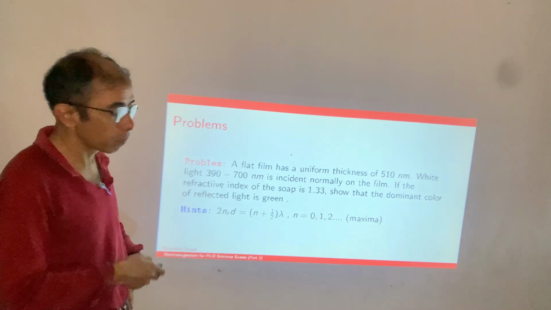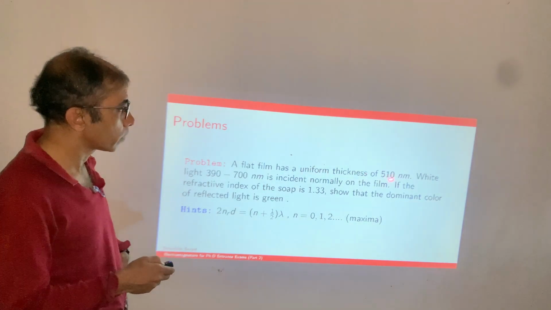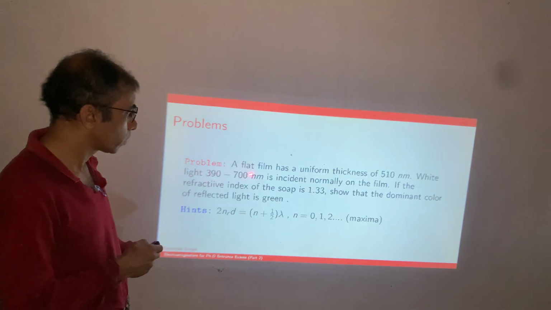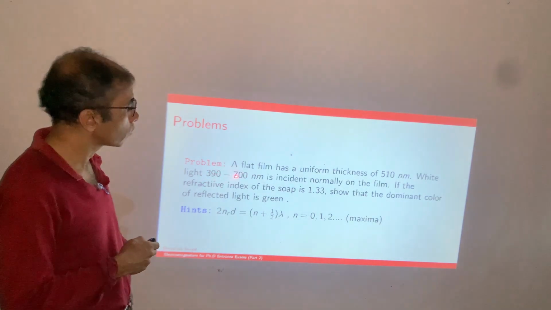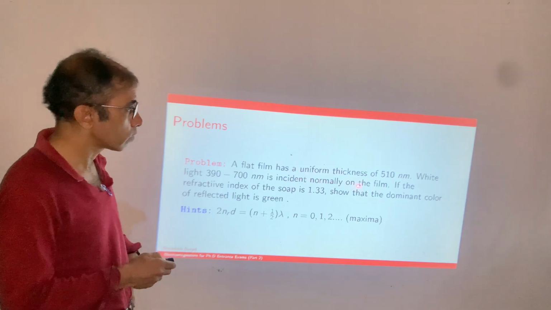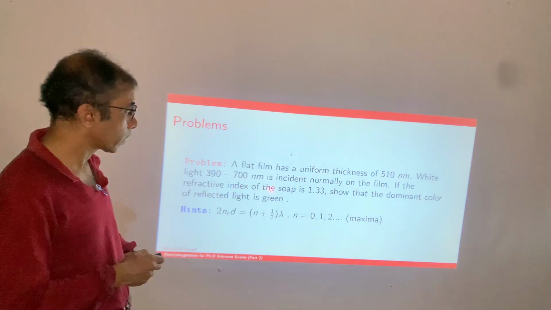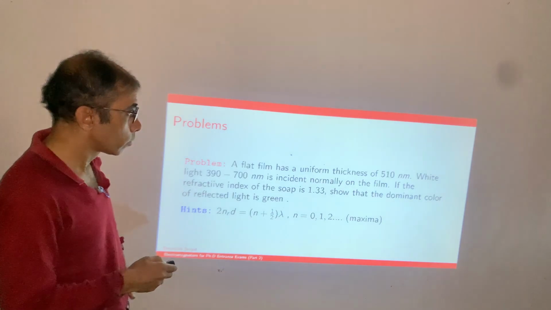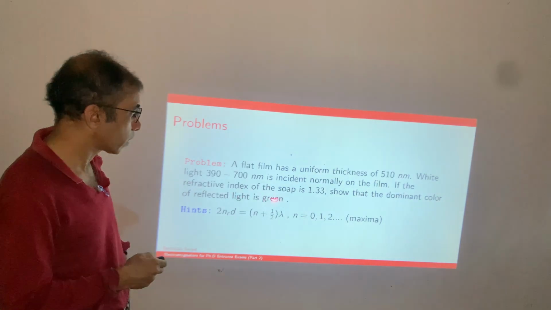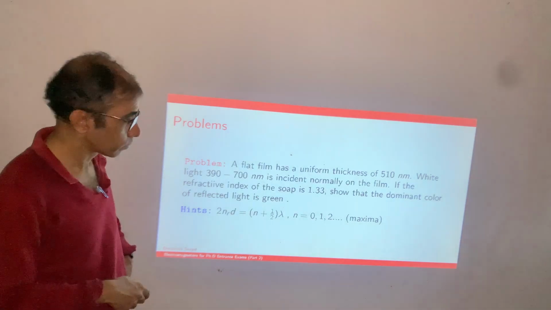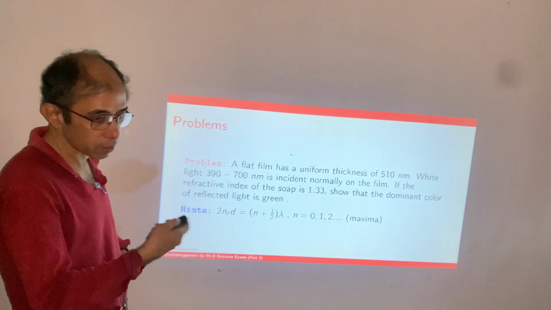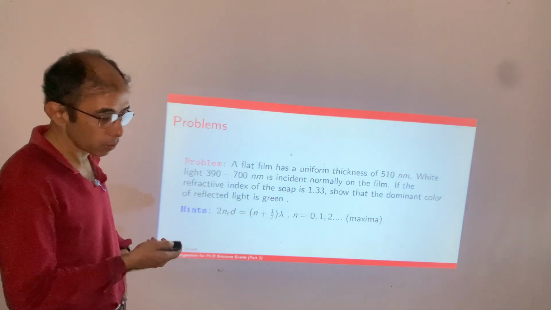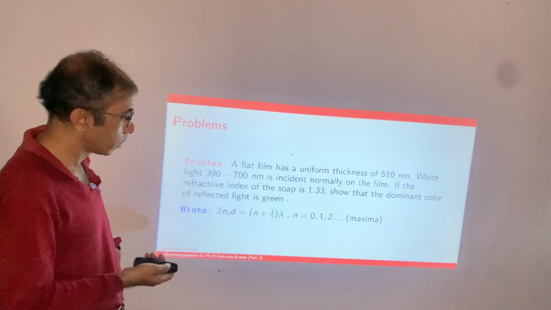So what is the second problem? A flat film has uniform thickness of 510 nanometer. White light, so this is the range of white light, 390 to 700 nanometer, is incident normally on the film. If the refractive index of the soap is 1.33, then show that the dominant color of the reflected light is green. So you have a slab, so light will be normally incident and it will get reflected.